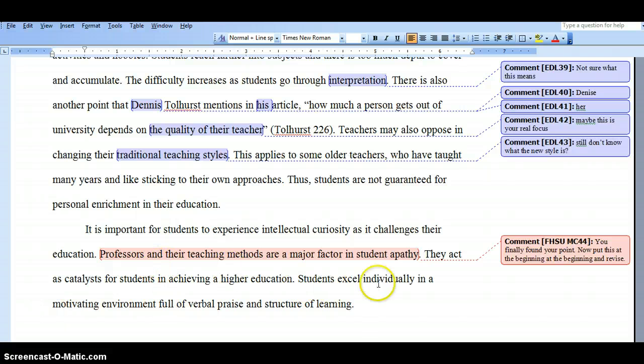And like I said, this seems to be, because it's in the conclusion, and as I said in class, this is very common to see, but you need to take the next step and shift this up to the beginning and revise.